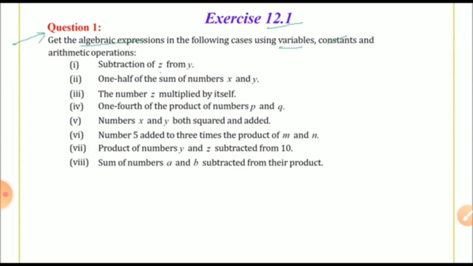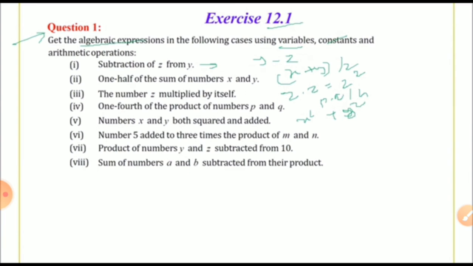First, subtract z from y. Half of the sum of the numbers x and y. It's very simple: y minus z. Second one is x plus y, whatever is given, divided by 2. Number z multiplied by itself gives z square. One fourth of the product of numbers p and q, so 1 upon 4 multiplied by p into q. Numbers x and y both squared and added: x square plus y square, easy.